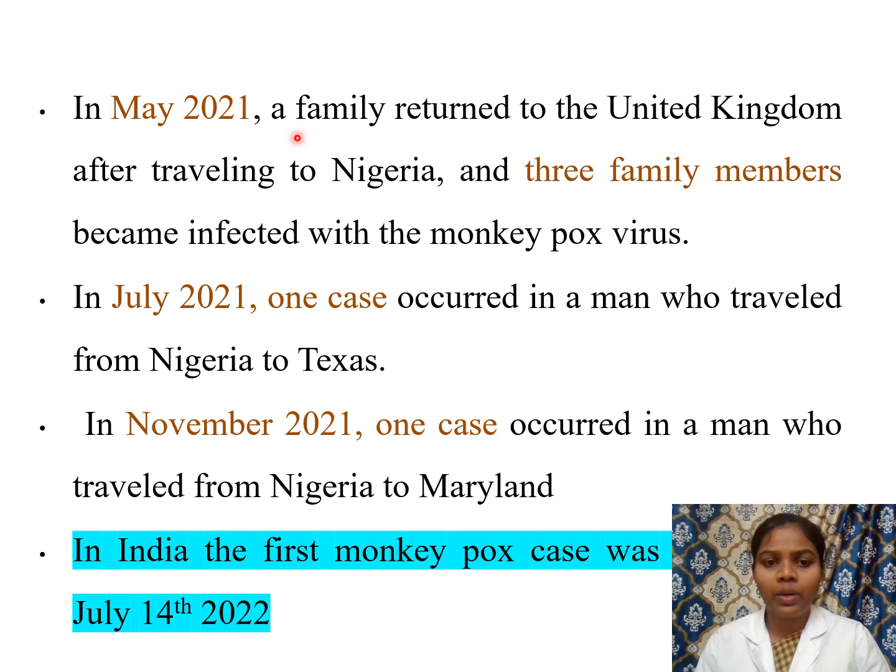In May 2021, a family returned to the United Kingdom after traveling to Nigeria, and 3 family members became infected with the monkeypox virus. In July 2021, one case occurred in a man who traveled from Nigeria to Texas. In November 2021, one case occurred in a man who traveled from Nigeria to Maryland. So coming to India, the first monkeypox case in India was reported on July 14th, 2022.